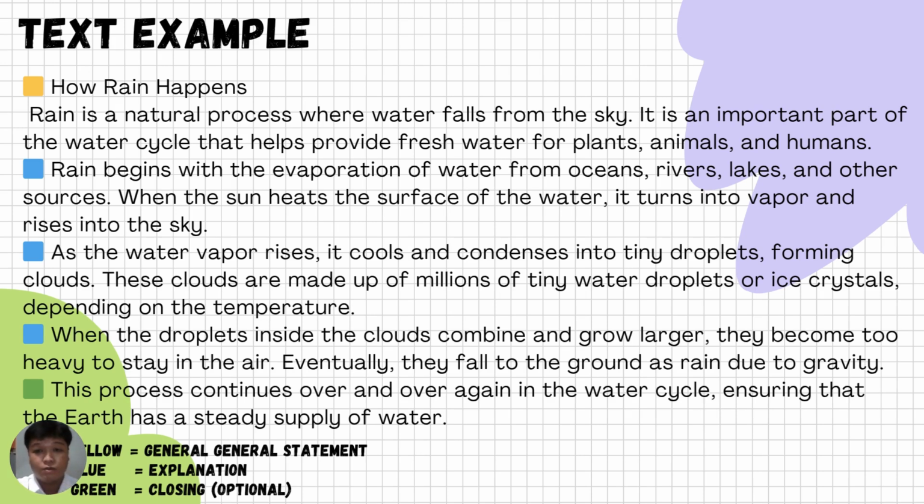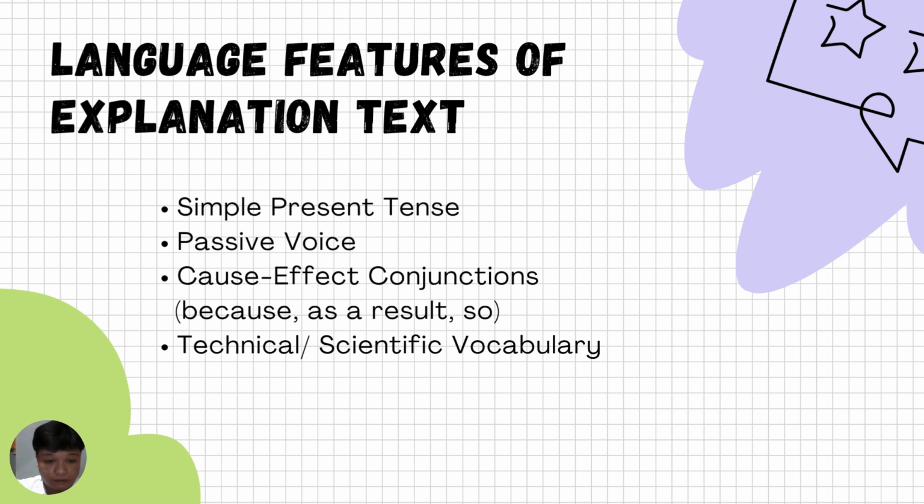Okay, so moving on. Alright, so there are four language features of explanation text. The first one is simple present tense, and the second one is passive voice. The third one is cause and effect conjunctions, for example, because, as a result, and so. And the last one is technical and scientific vocabulary. And then next slide.